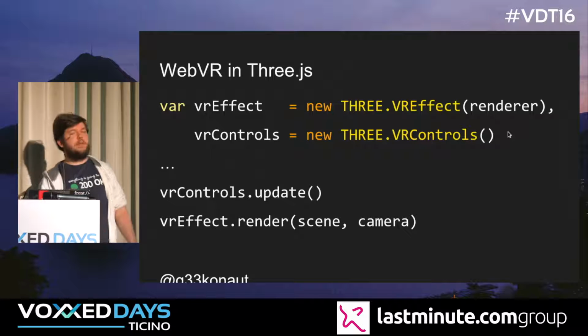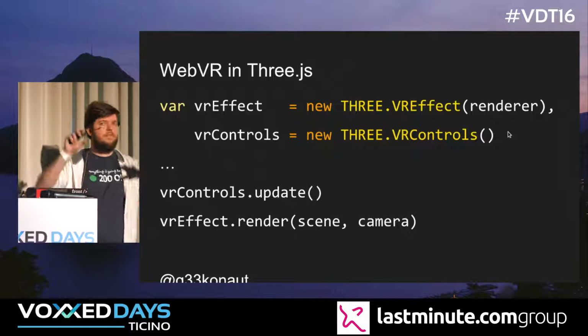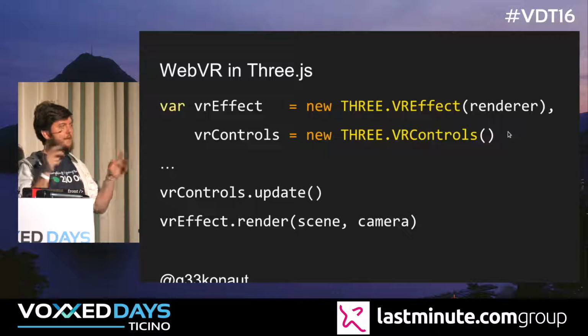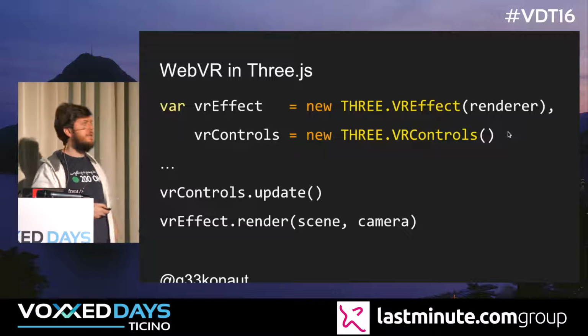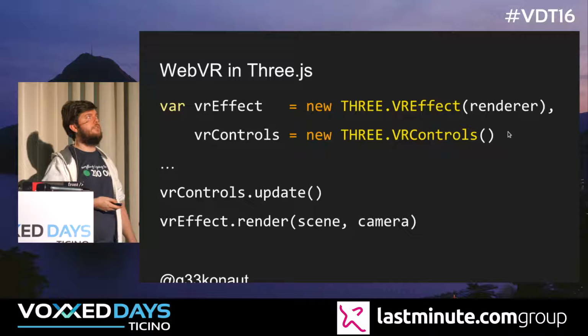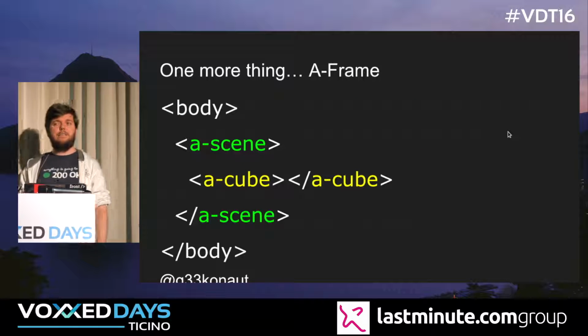WebVR in three.js is basically just another set of plugins. You have a VR effect that takes your renderer and renders in sort of like two different cameras. You have VR controls. VR controls just update, basically like the video texture. On each frame, you update it, and then you render the scene and the camera using the VR effect, and that's pretty much it. There's another thing if you want to play around with lower level or higher level stuff.